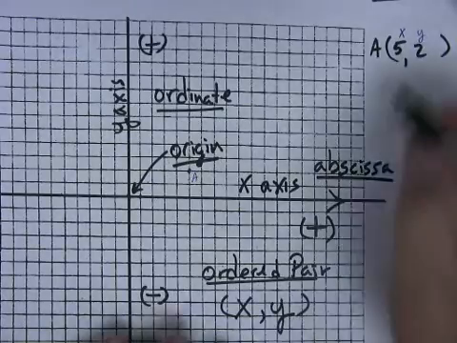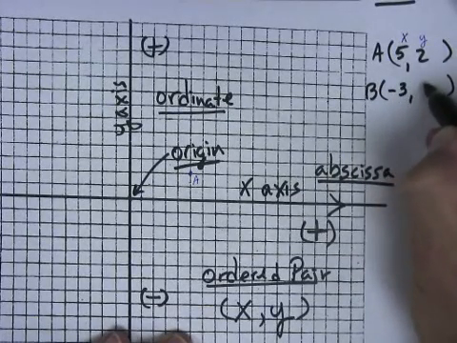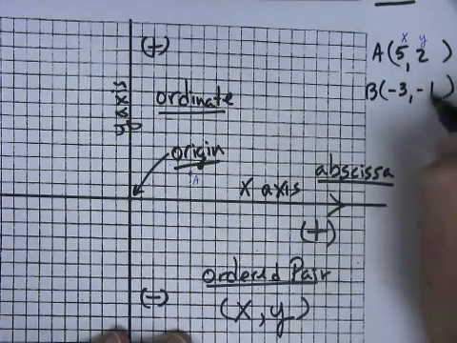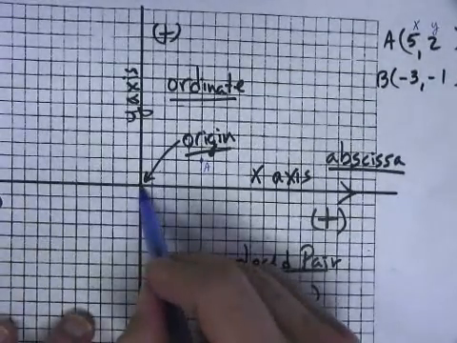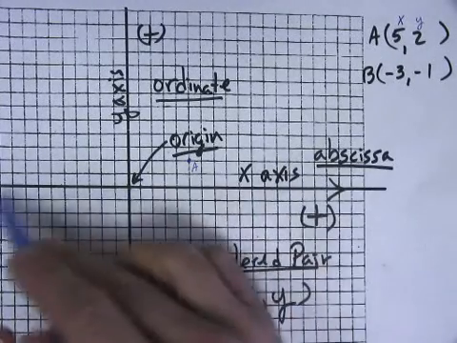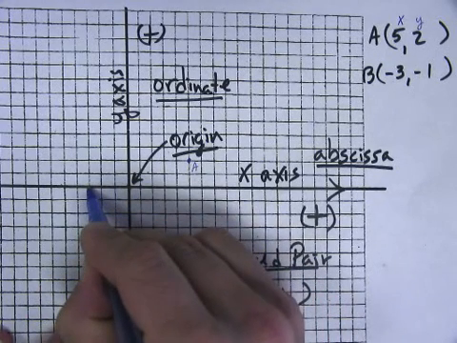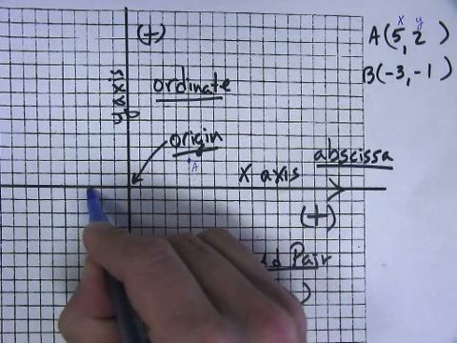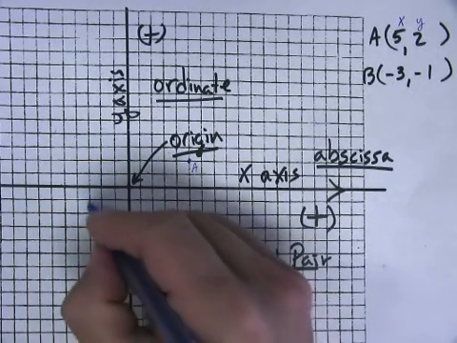I'll do another one. Let's do (-3, -1). Let's go back and start at the origin. Negative 3 means negative in the x direction, so I'm going to go left: 1, 2, 3. And then I'm going to go negative 1 in the y direction, so I'm going to go down 1. And there it is, and there's B.